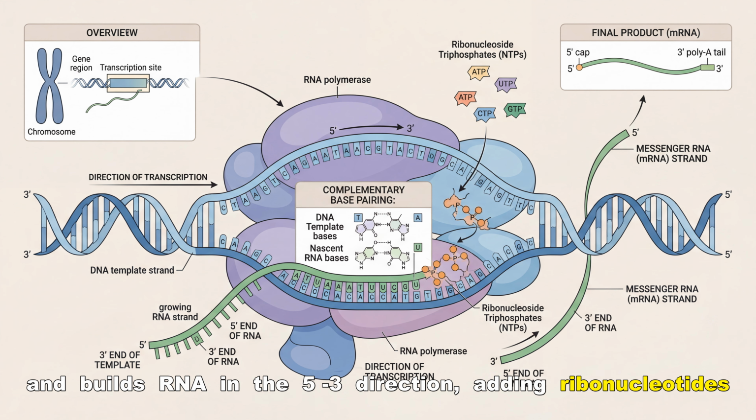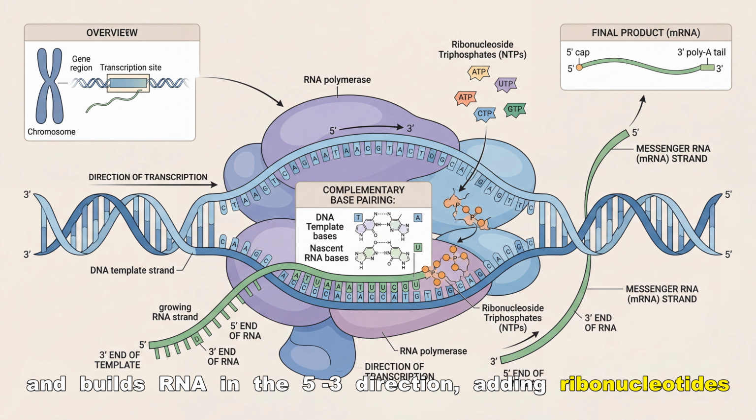A common MCAT trap is confusing the template strand with the coding strand. Remember, the coding strand matches the RNA sequence except for T versus U, while the template strand is the one actually read. Unlike DNA replication, transcription does not require a primer, which is a key distinction often tested.